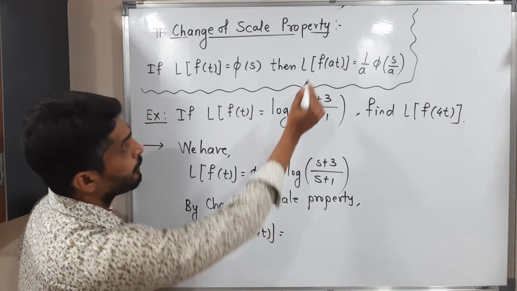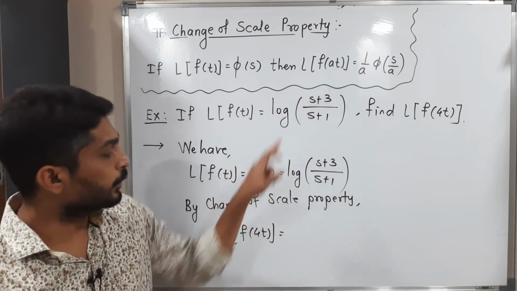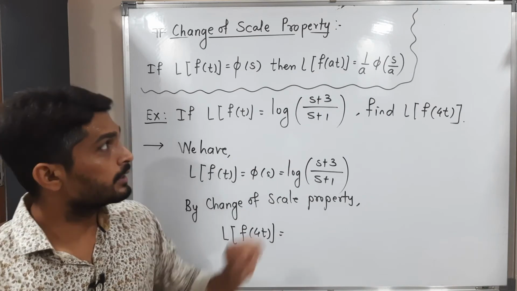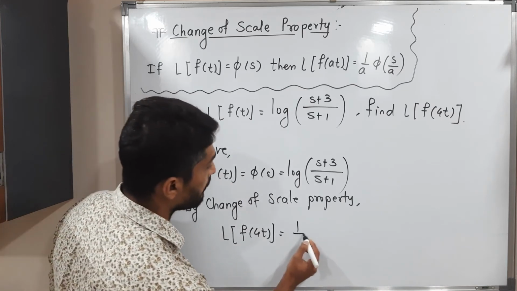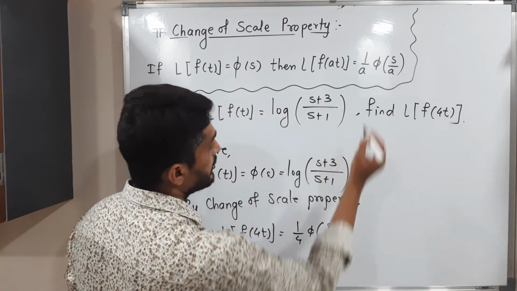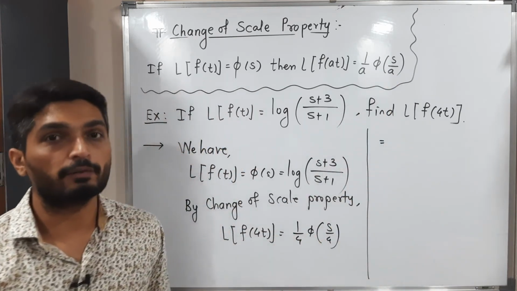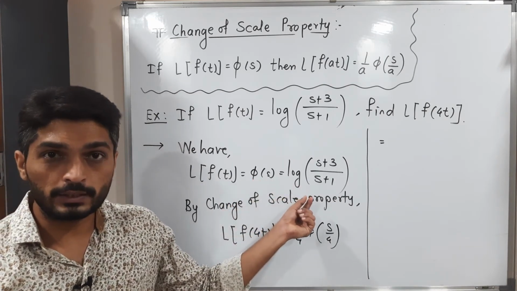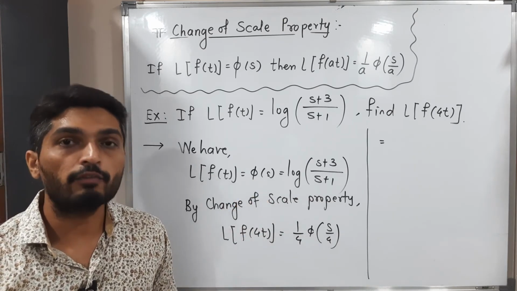I am using this property, which I have already written here. Can you compare and tell me what is the value of a? Obviously, a is equal to 4. So in this property also, I will put a equal to 4. Therefore, we will have 1 by 4 phi of s by 4. Now the question is how to find phi of s by 4. It's very simple. Phi of s is already given to us, so we simply have to replace s by s by 4 everywhere.